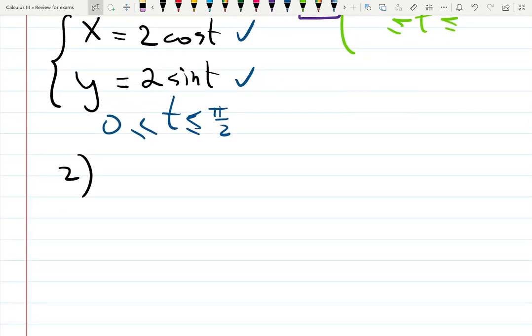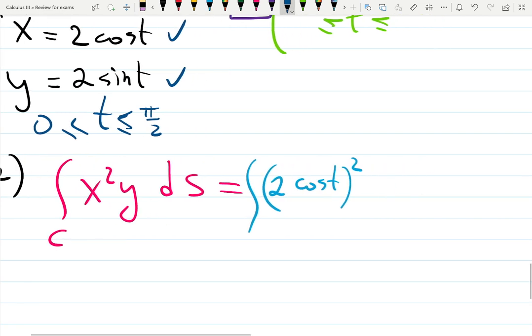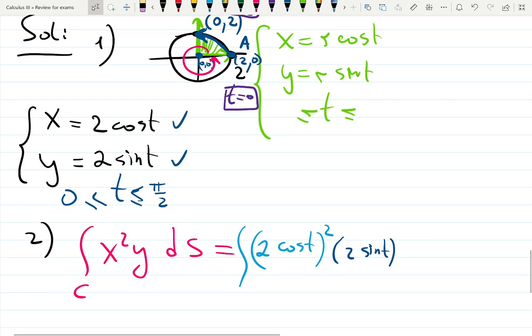So, let's convert the integral over c, x squared y ds. The first part is simple. Now x and y are converted into t. So it's going to be integral x squared is 2 cosine t squared. Y is 2 sine t. Here it is. So we did that. That was fantastic. Good job. But now what is ds? And ds is bs. ds, nothing. I have made a bad joke.